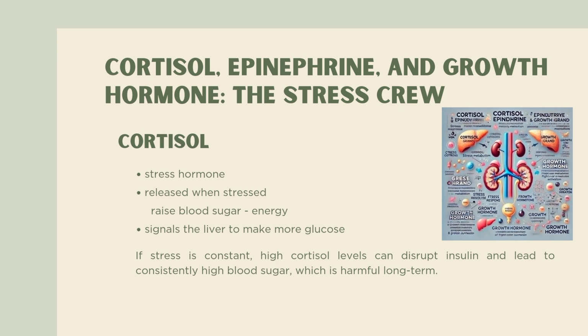Cortisol is your body's stress hormone. When you're stressed, cortisol kicks in to help raise your blood sugar. It's like your body's way of saying, you need energy now. Cortisol works by telling your liver to make more glucose. But the downside is, if you're stressed all the time, high cortisol can mess with your insulin and make your blood sugar stay too high. Well, not great for long-term health.